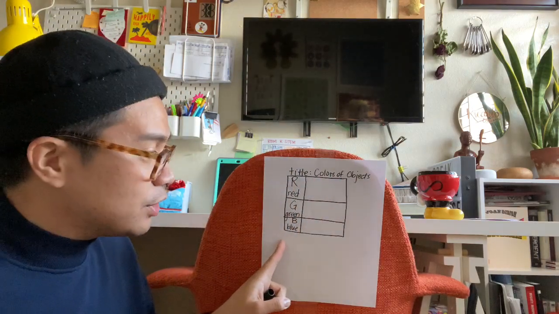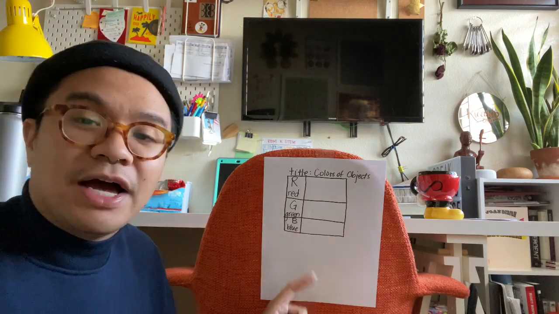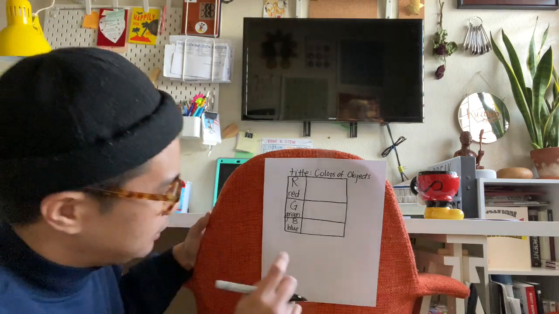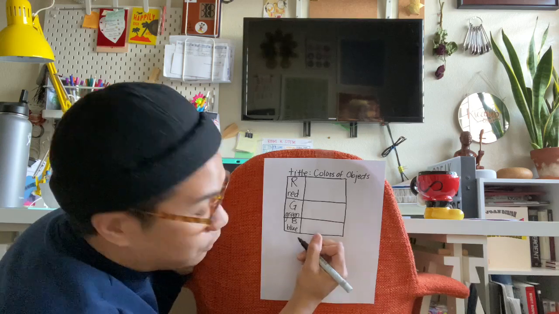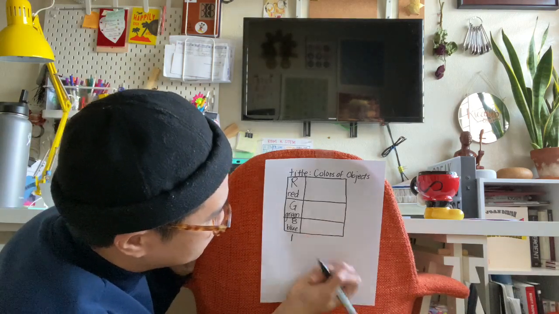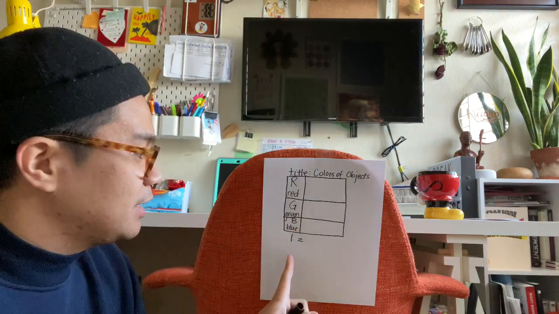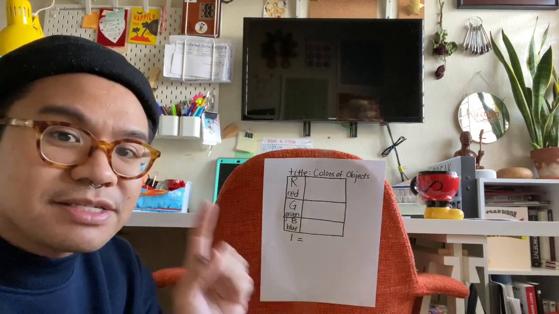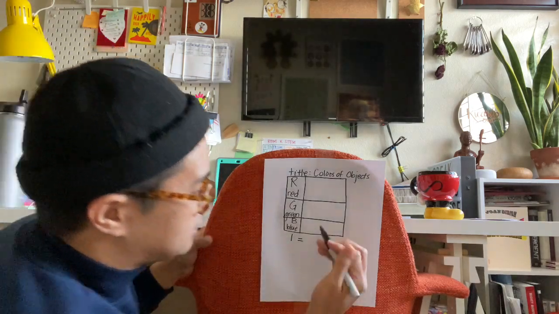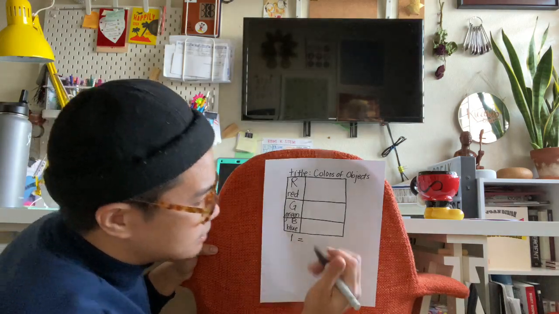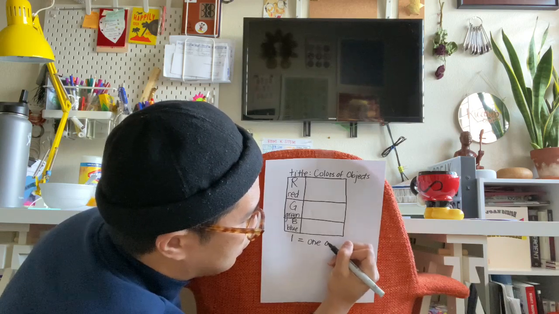Now at the bottom or under our graph, I'm gonna write something called a key. The key tells us what each tally represents. So down here, I'm gonna draw a tally. And each of the tallies that I'm gonna put in my graph represents one object. Again, each tally represents one object. So here's a tally. One tally equals one object.